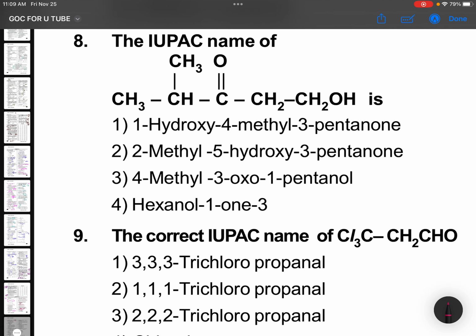4-methyl-2-pentyne. IUPAC name of this: from here 1, 2, 3 place. This side also we are getting 1, 2, 3 place. Then better you take from this side. 1, 2, 3, 4, 5. First place OH group, 1-hydroxy. That's it. Over.